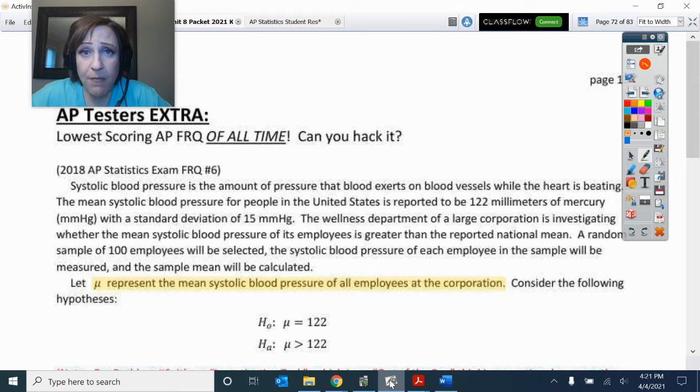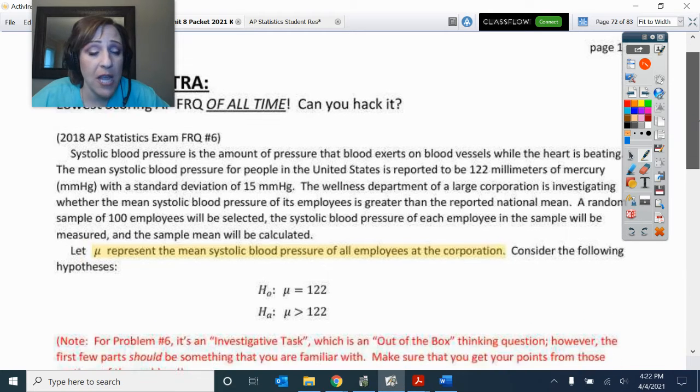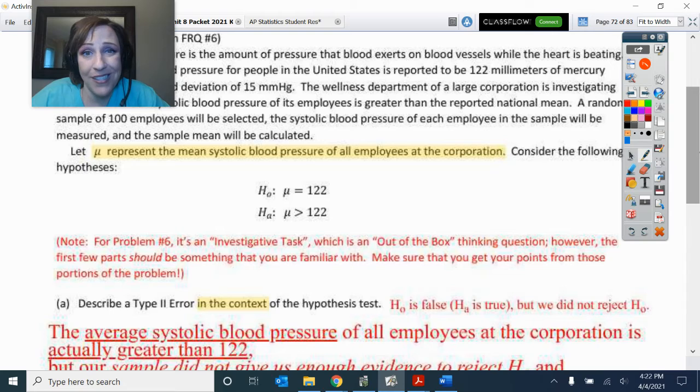Now, when you have one of these, you need to make sure that you can grab for any points that you can. The number 6 is always an investigative task, an out-of-the-box thinking problem. It will start with something that you know and you are familiar with, and by golly, you better get your points on that, because once you get to the out-of-box thinking, who knows? Typically, the amount of points students get on those range in the 1.5 points. I think the highest has ever been 2.25 for a national average, but this one, the average was like 0.67, 2/3 of a point was the national average for this problem out of 4 points.